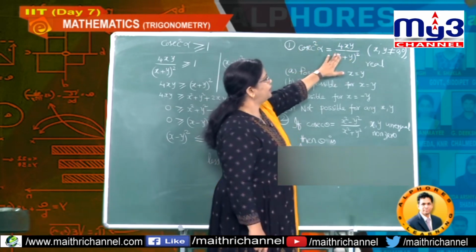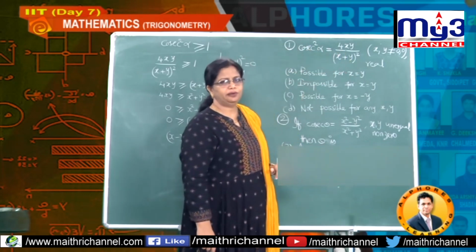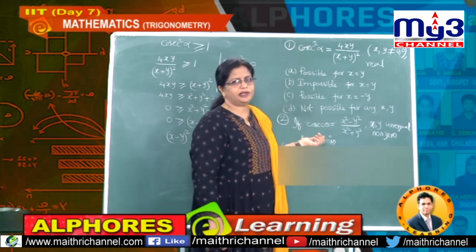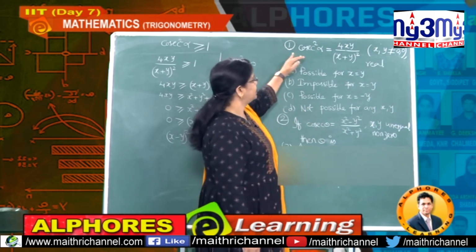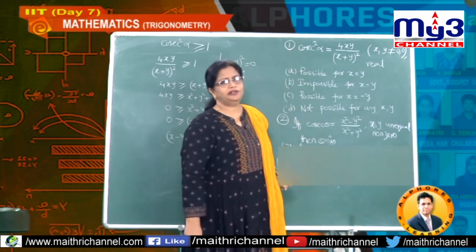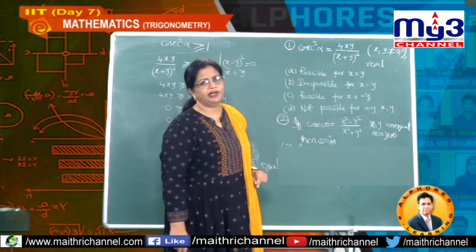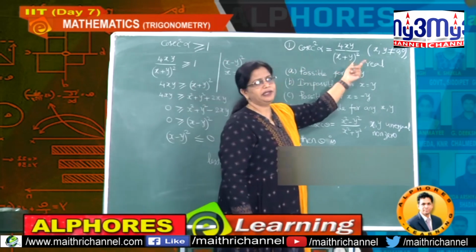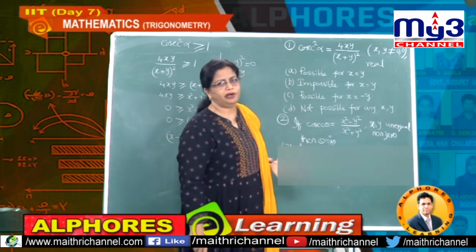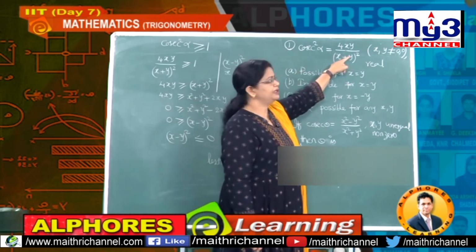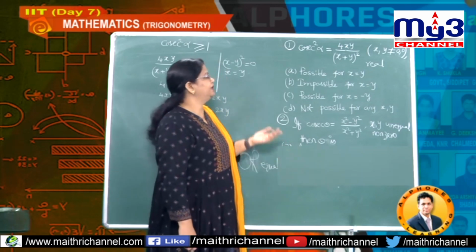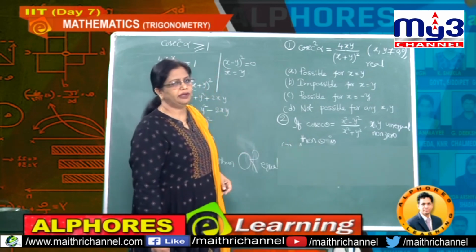So cosecant square alpha you got here is equal to 1, which is a real value, and alpha can be 90 degrees. Understand, students? So what is the answer to this problem? It is possible, that means a real value is possible for x equal to y. Now why did they keep the condition x and y not equal to 0 here? Clearly they mentioned it in the problem. If I put x 0, y 0, you will get 0 by 0, which is indeterminate. That's why they kept x and y both not equal to 0.